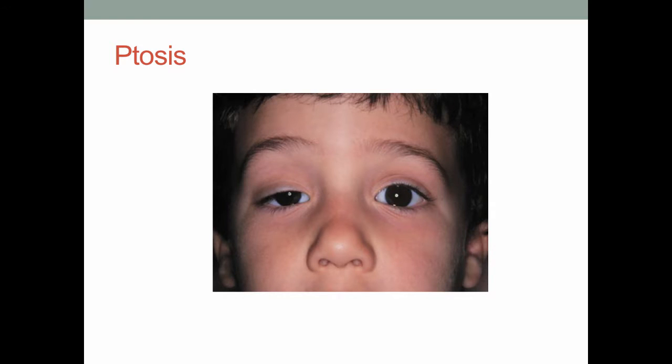This is a child with ptosis, and usually if it's mild ptosis, so that the lid is drooping but not at the level of the pupil, it's not usually a big deal. If it's at the level of the pupil, it can interfere with vision, and the child should be referred.